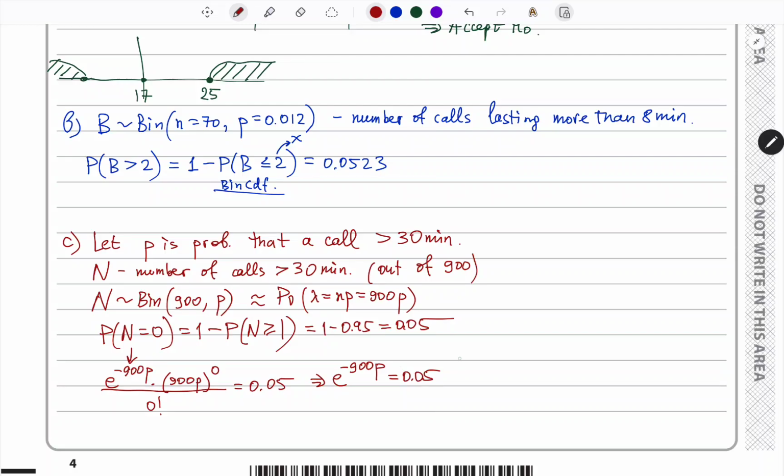Of course, I take the logarithm of both sides. It's minus 900p equals ln of 0.05. So I can use my calculator. Okay, p is equal to 0.0033. I think that's more than enough. It was a puzzle to solve this part C, but we did it eventually. So let's move on.